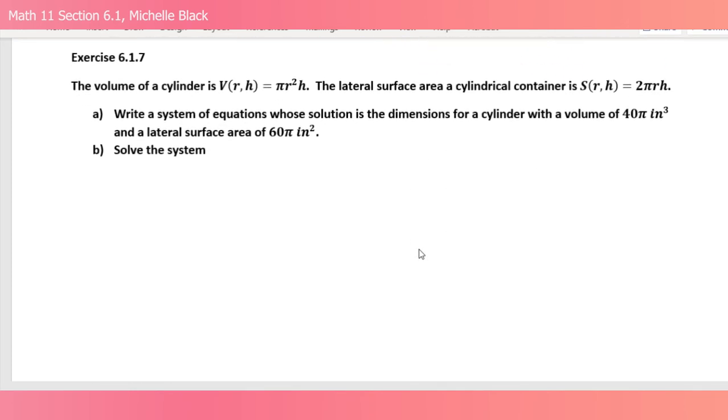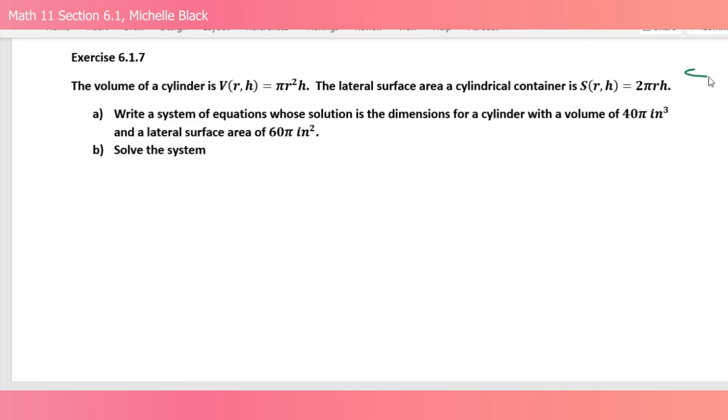Exercise 7. The volume of the cylinder is V of R and H equals pi r squared h, and the lateral surface area of a cylindrical container is S of R and H equals 2 pi RH. R stands for the radius and H stands for the height.